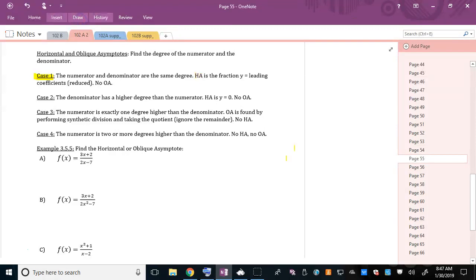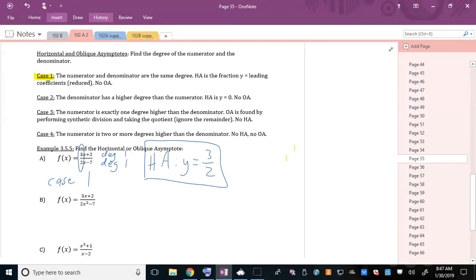So here I have 3x plus 2 over 2x minus 7. So the degree of that numerator is 1. Remember, if there is no exponent, we understand it to be 1. And the denominator is also degree 1. So this is the first case. Now I number them just to keep track. You don't need to know the numbers of the cases. So my horizontal asymptote is going to be the fraction y equals those leading coefficients, 3 over 2. In this case we can't reduce it, so that is going to be our answer.